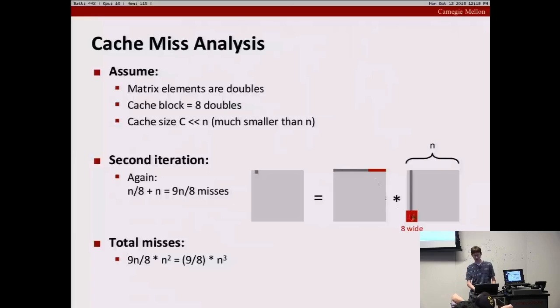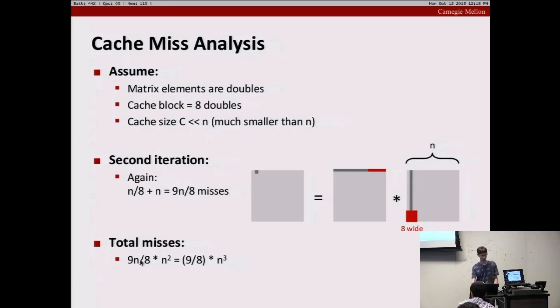And then we do the same thing over here. We have a miss every single time we access a new row. And in doing that, we're evicting this bottom block. So by the time we come back down to it, it's been evicted, and we have to load it up again. And then we end up with n over 8 plus n misses again. Because we essentially threw away all of this stuff before we used it, and we threw away this before we used it again.